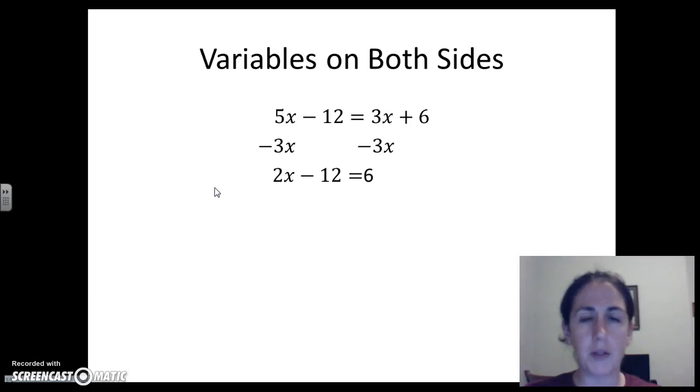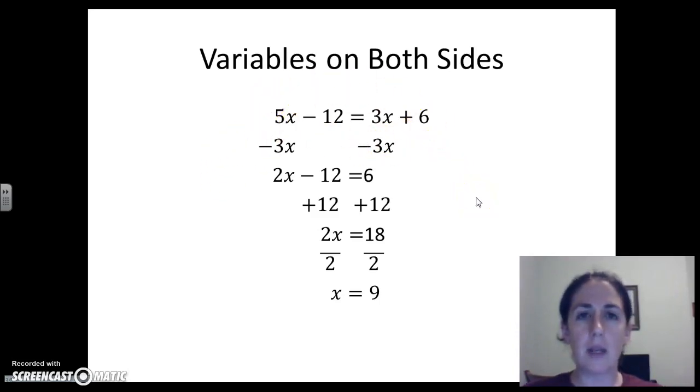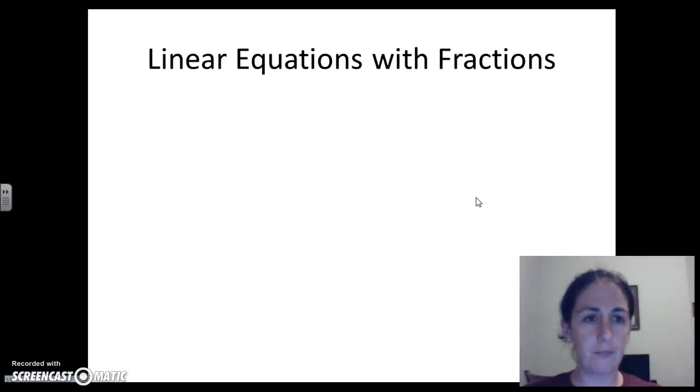Now it's just a regular multi-step equation, just like the one before. Add 12 to both sides. 2x equals 18. Divide both sides by 2. And we're left with x equals 9. Now you can take that 9, plug it back into the original equation up here, and you'll see you get a true statement. Now the next example on your paper involves distributing, so go ahead and give that a try, and we'll go over that in class.